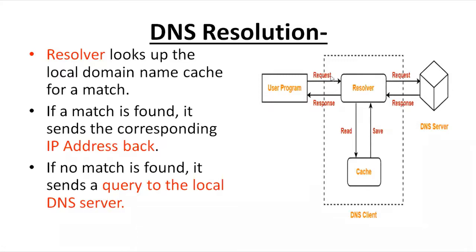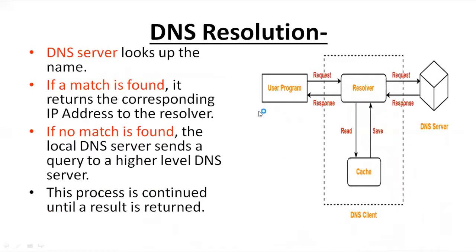Now the DNS server part. It sends a query request to the DNS server. The DNS server looks up the names, as the server has many different names available. If a match is found in the DNS server, it returns the corresponding IP address to the resolver. If there is no match in the DNS server, it does not send anything.